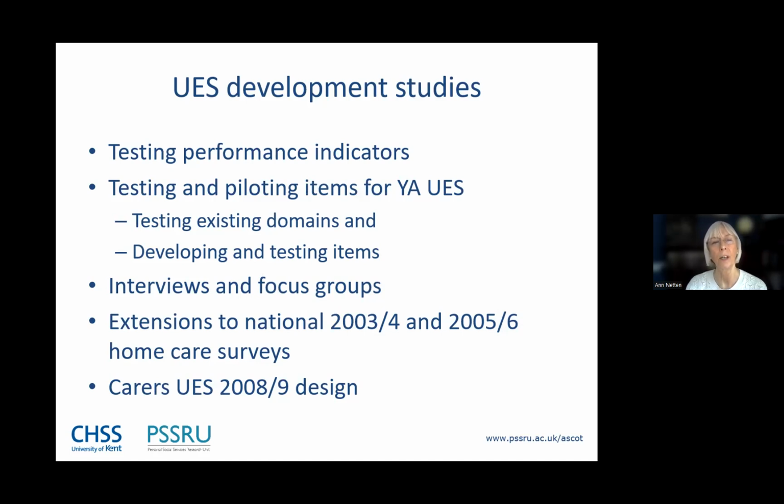So we started with our existing OPUS domains and then looked to extend them and develop and test the items themselves and the way the wording was working. This was undertaken through interviews and focus groups with younger adults. So there were extensions to the 2003 and 4 and 5, 6 home care surveys. And also the carers survey.